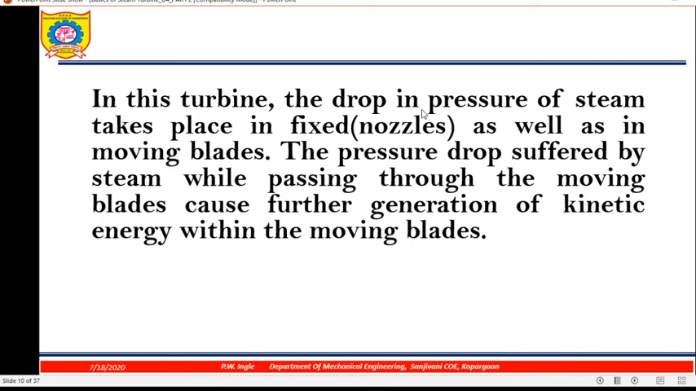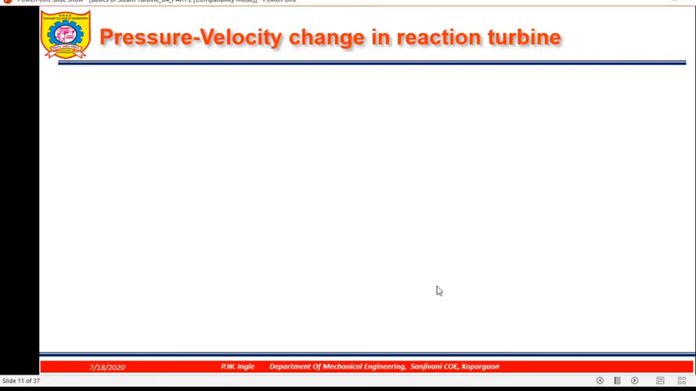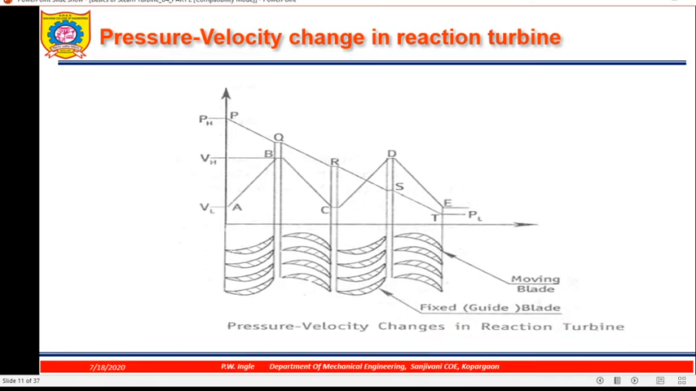So in this turbine, the drop in pressure of steam takes place in fixed as well as moving blades. Okay, in case of an impulse turbine, it is taking place in only the fixed blade. Now, how the pressure velocity changes take place in the reaction turbine.